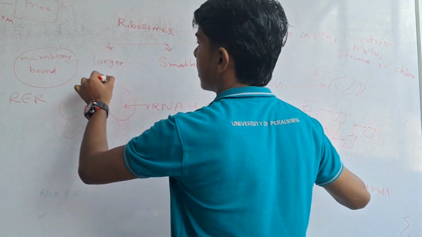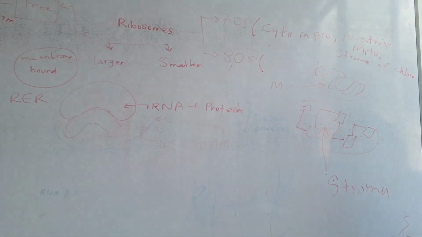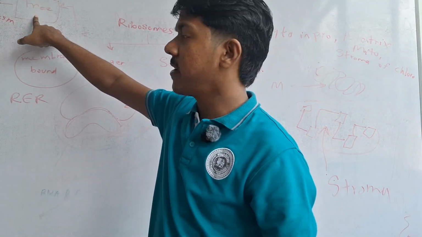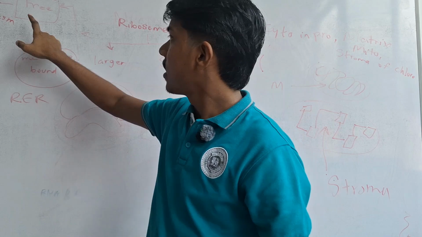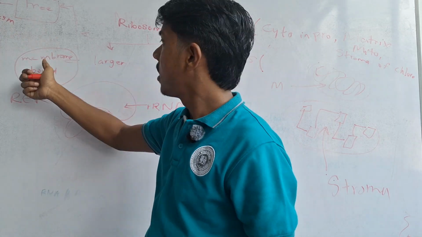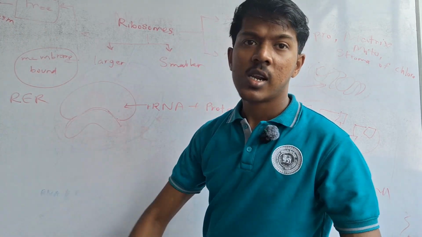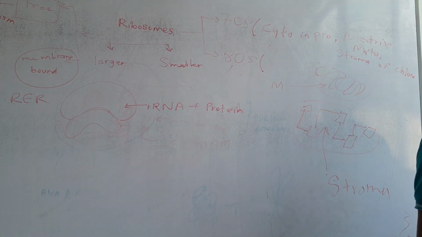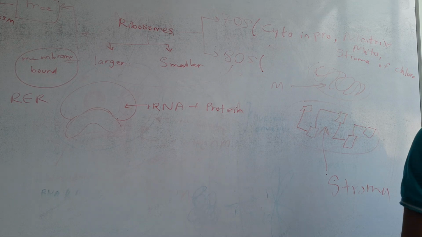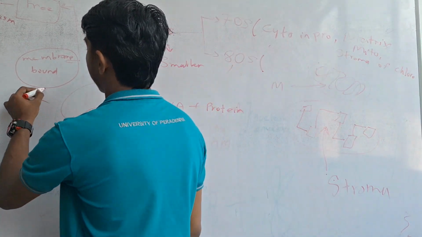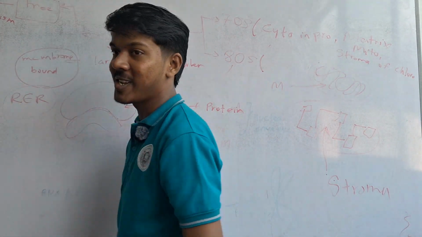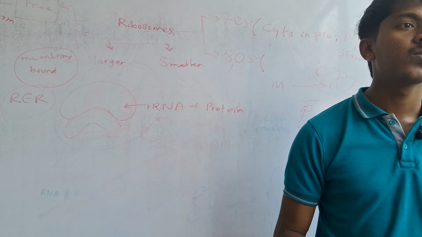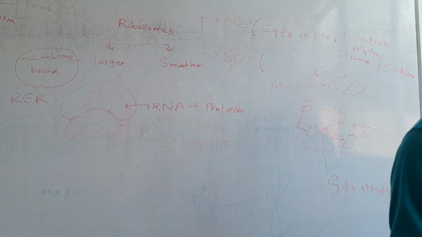80S ribosomes, according to the location, divide into two: free and membrane bound. Free ones are present in the cytoplasm. Membrane-bound ones are present in the rough endoplasmic reticulum. There are two types of endoplasmic reticulum, rough and smooth. Why is rough endoplasmic reticulum known as rough? Because the surface is rough. What's the reason? Because of the attachment of ribosomes.